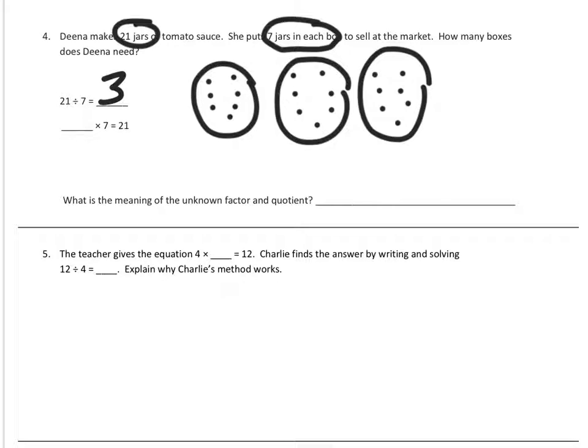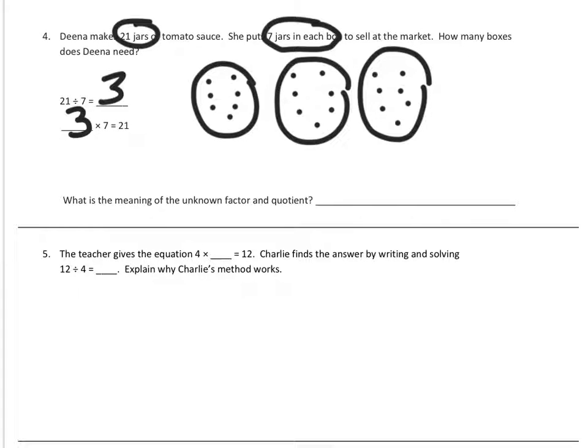To flip-flop that, blank times 7 equals 21. Well, if I look at my problem backwards, 21, 7, blank. What's going to go in that missing blank? 3. So that's how the number 3 is a factor and a quotient. A quotient, if you remember, is the answer to a division problem, and a factor is one of the numbers in a multiplication problem.